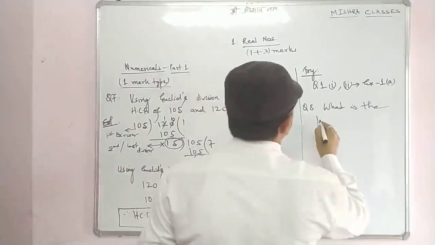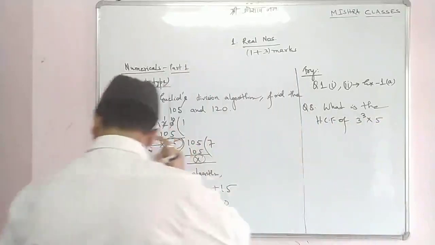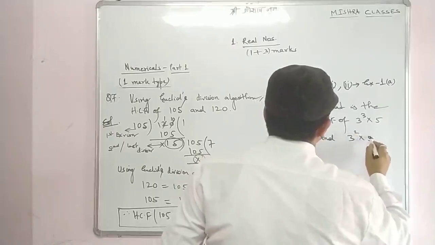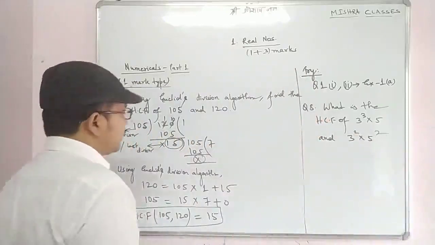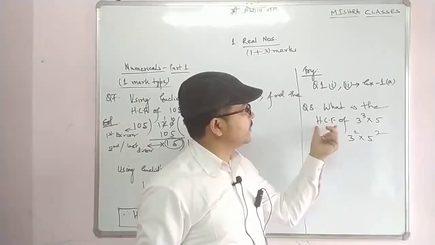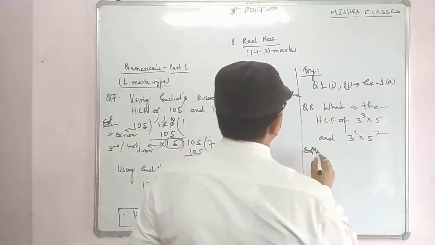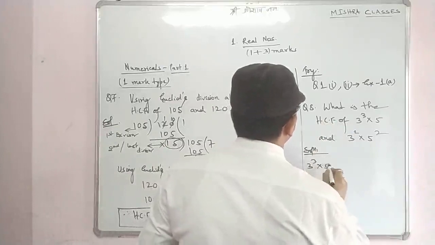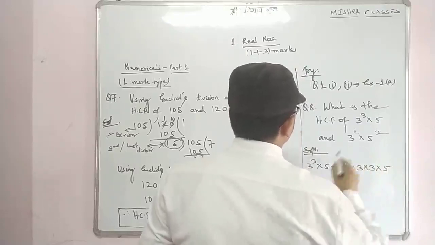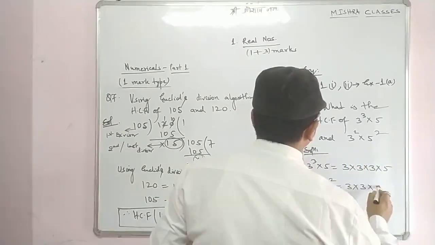What is the HCF of 3 power 3 into 5 and 3 square into 5 square? I have explained in the concept section that HCF means highest common factor. We write like this: 3 power 3 into 5 can be written as 3 into 3 into 3 into 5, and 3 square into 5 square can be written as 3 into 3 into 5 into 5.